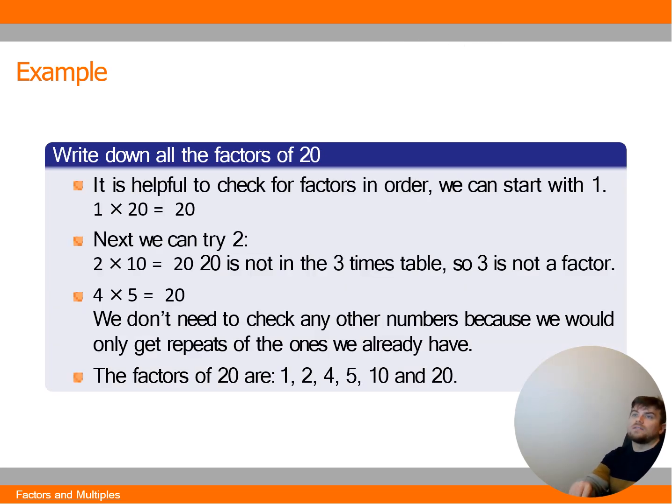So write down the factors of 20. To help check factors, we can start with 1. Then we can try 2. Then we try 3, but we know 20 is not in the 3 times table, or we can't divide it. We try 4. That works. And then we don't need to check any numbers because we only get repeats of the ones we already have.